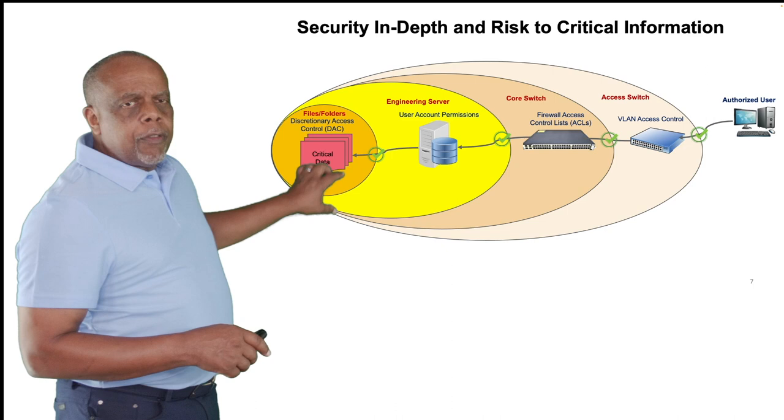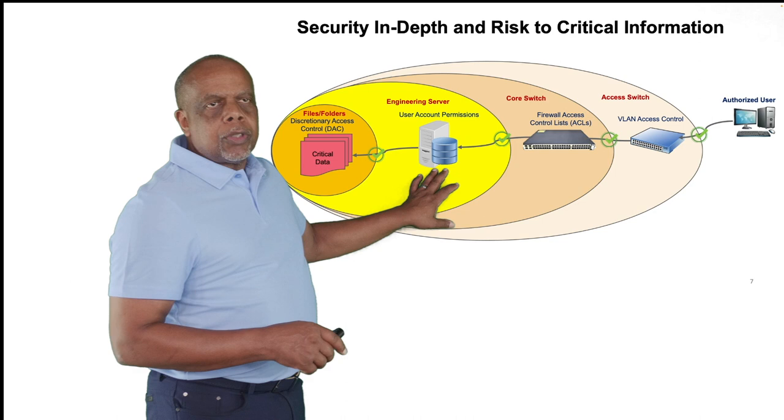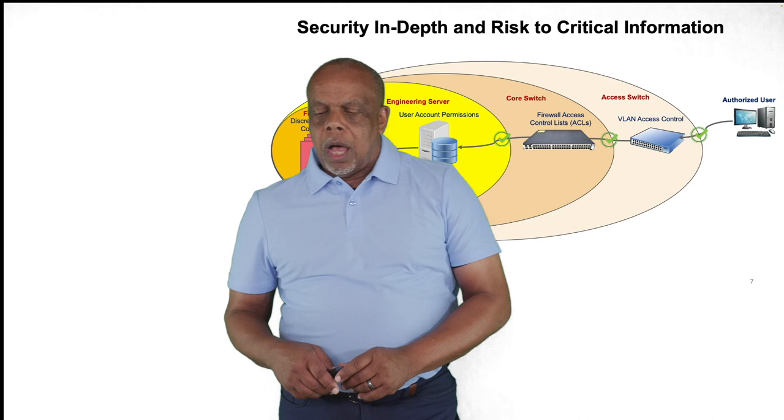So you have multiple layers of security. You've got the discretionary access controls on the files. We've got user account permissions set up on the servers. We've got access control lists on our core switch and routers. And we've got VLANs. We've got segmentation taking place so that we ensure that the authorized user is able to get to the golden egg.